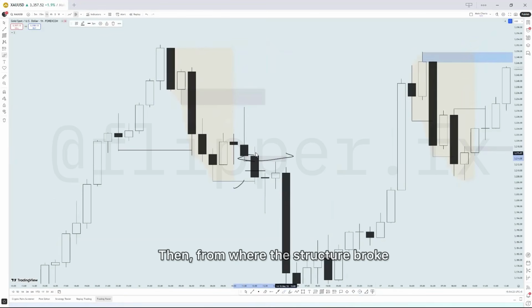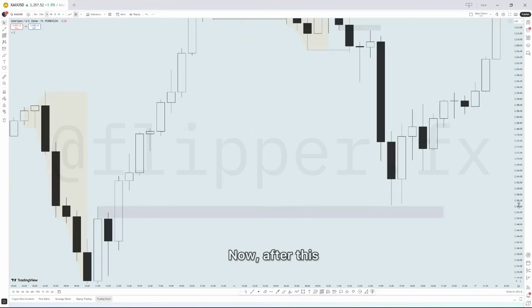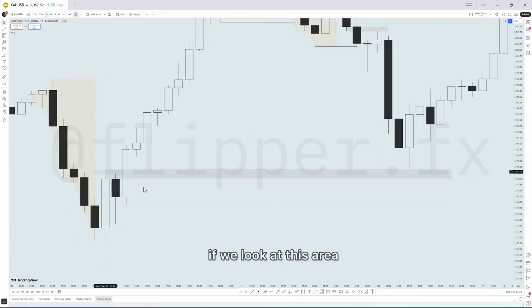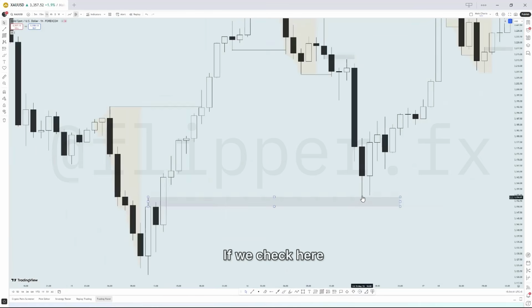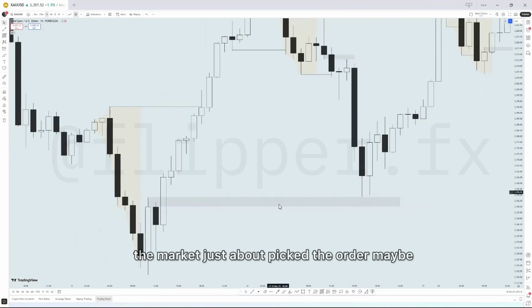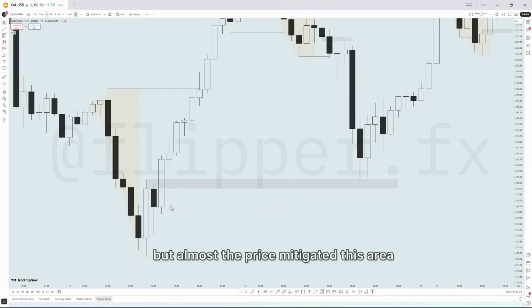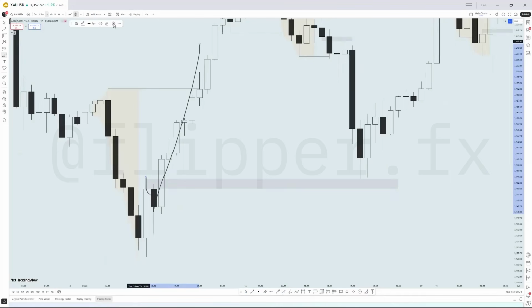Then from where the structure broke, from where major volume was injected, that's where we could place a limit order. Now, after this, if we look at this area, the market had broken this structure. Now this is an older area. If you check here, the market just about picked the order, maybe slightly missed depending on the broker, but almost the price mitigated this area.